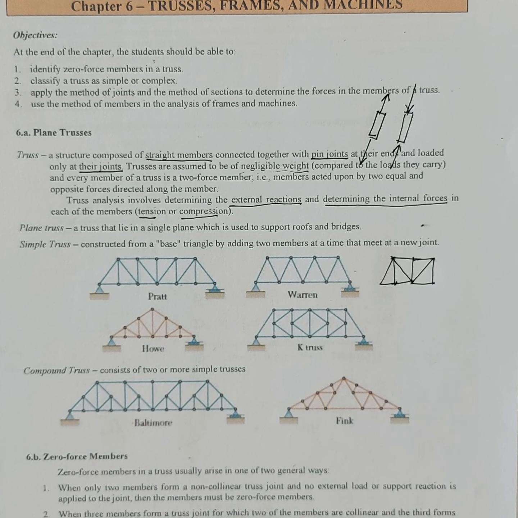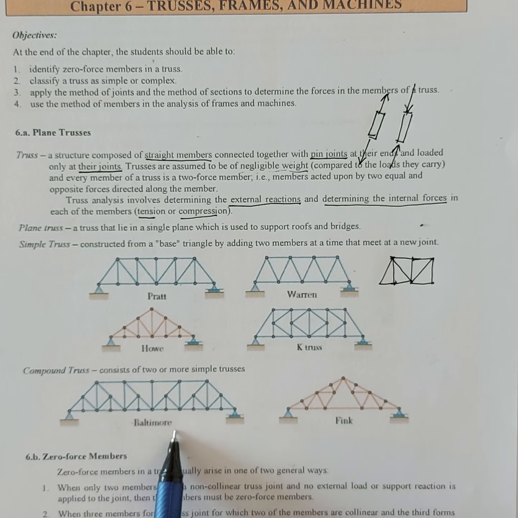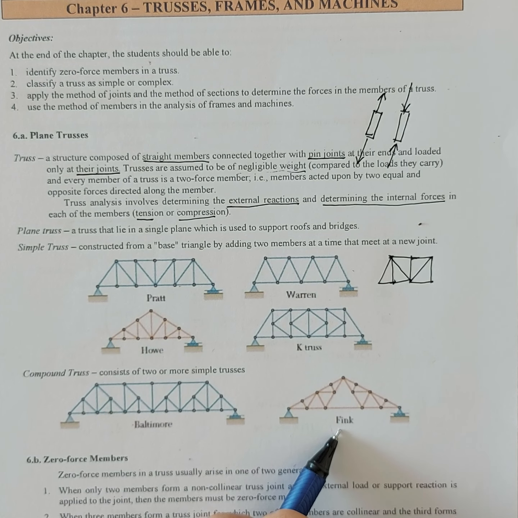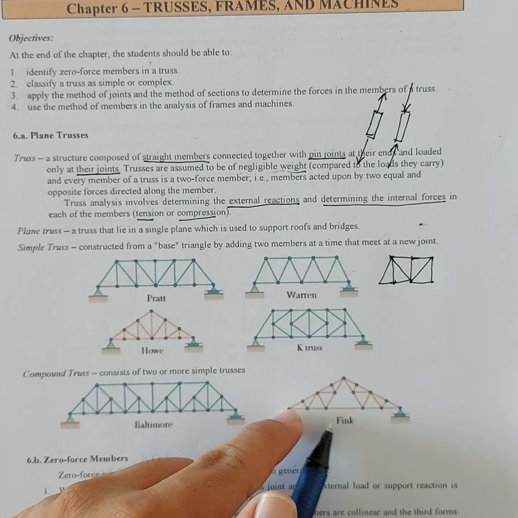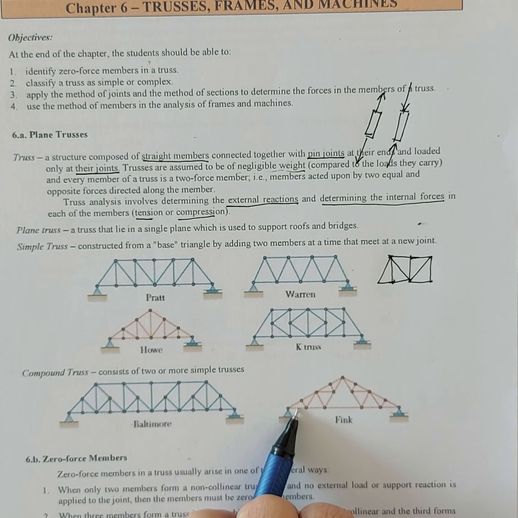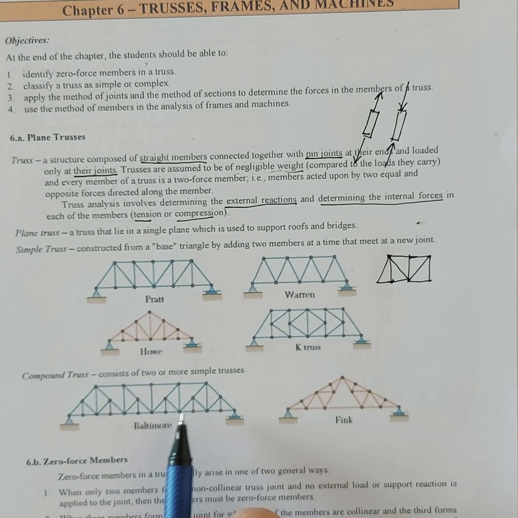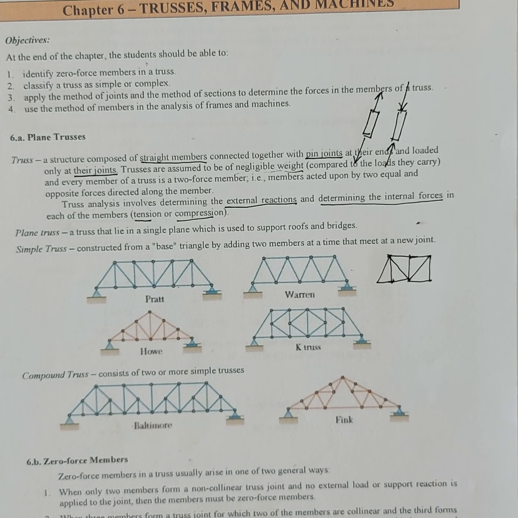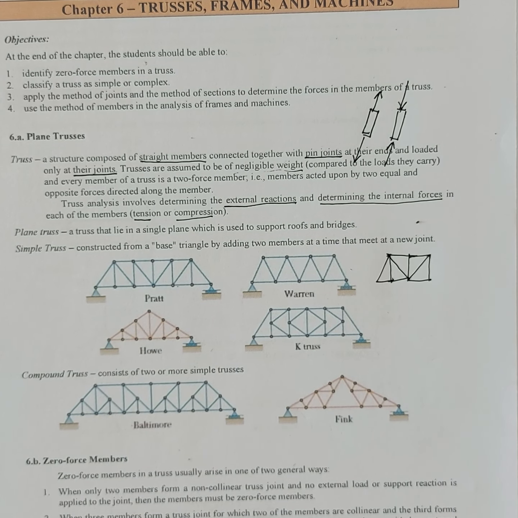The compound truss is usually used for bridges. We also have the thin truss, used in roofing where the length of the truss is long, so it is used in gymnasiums and the like. Then the Baltimore truss is for long bridges. Those are the types of trusses.